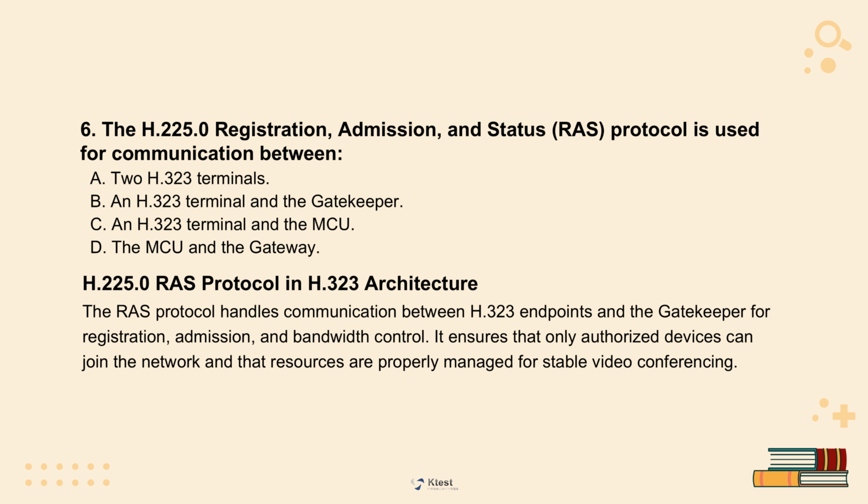The key control part is the H.225.0 RAS protocol, right? Registration, admission, and status. It handles things like device registration, controlling access, status updates, all managed through something called the gatekeeper. You can kind of think of the gatekeeper as the bouncer for these older H.323 video systems. Okay, the gatekeeper decides who gets in. Exactly. It makes sure only authorized registered devices can join the network.